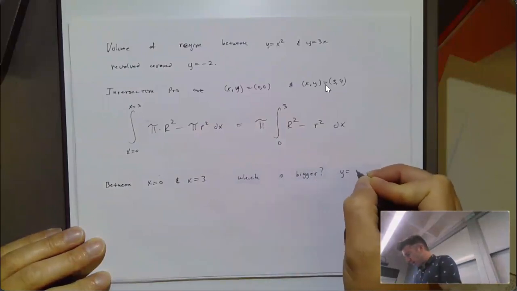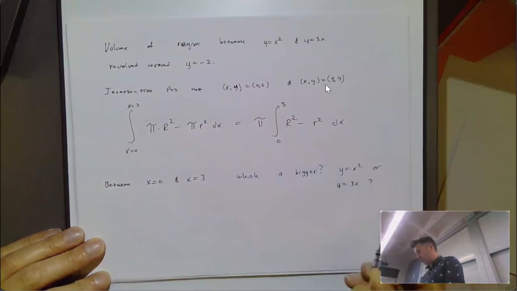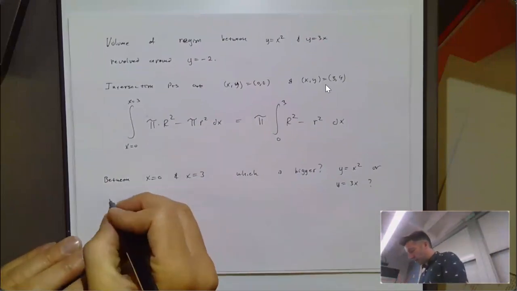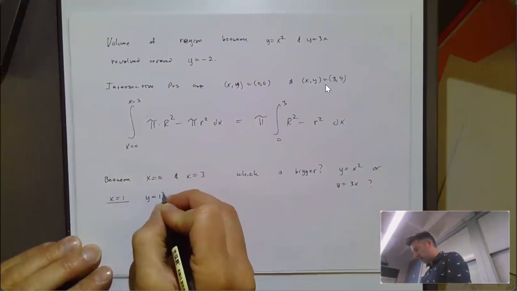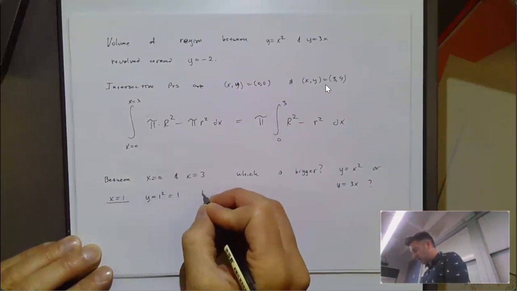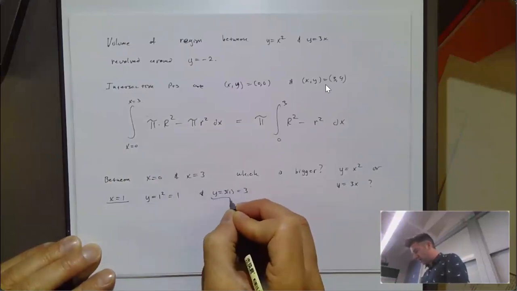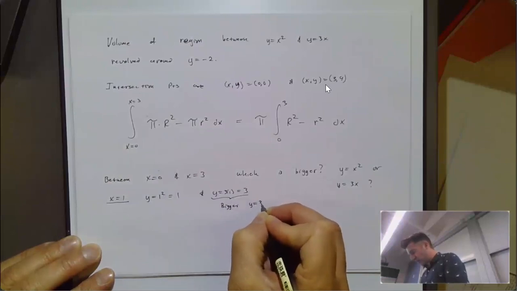Y equal to x squared or y equal to 3x? Well, the way we answer that is by picking a point between 0 and 3. Pick anything you like, 1 or 2. You can pick something dumb like 1.5, but pick something easy. Pick 1. So we pick x equal to 1. Y equals x squared is y equals 1 squared, which is 1. And y equals 3x is y equals 3 times 1, which is 3. So that's the bigger function, y equal to 3x.